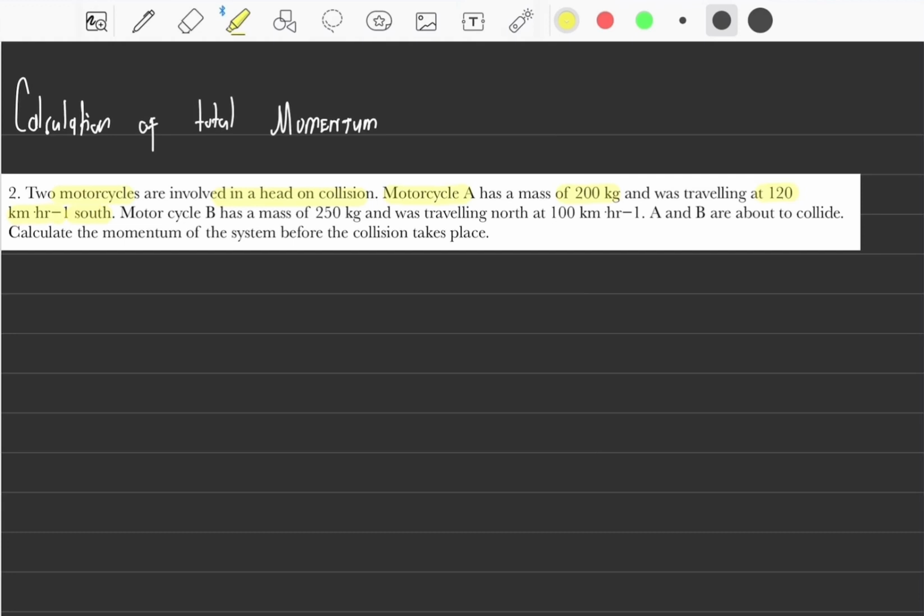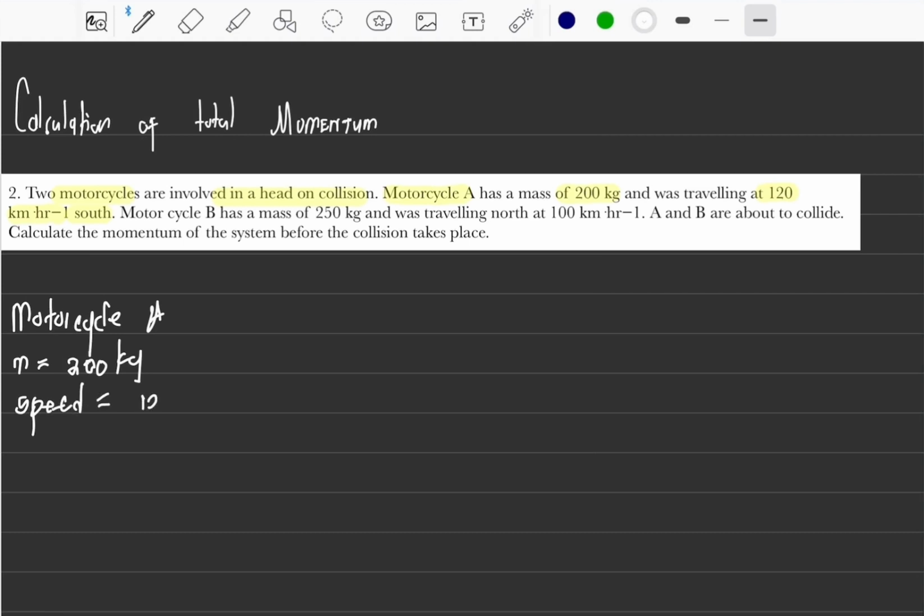Motorcycle A has a mass of 200 kilograms and was traveling at 120 kilometers per hour south. So the first thing that we need to do is to outline information for motorcycle A. Its mass is equal to 200 kilograms, and the speed is equal to 120 kilometers per hour. And it is moving south, which is quite important as well.